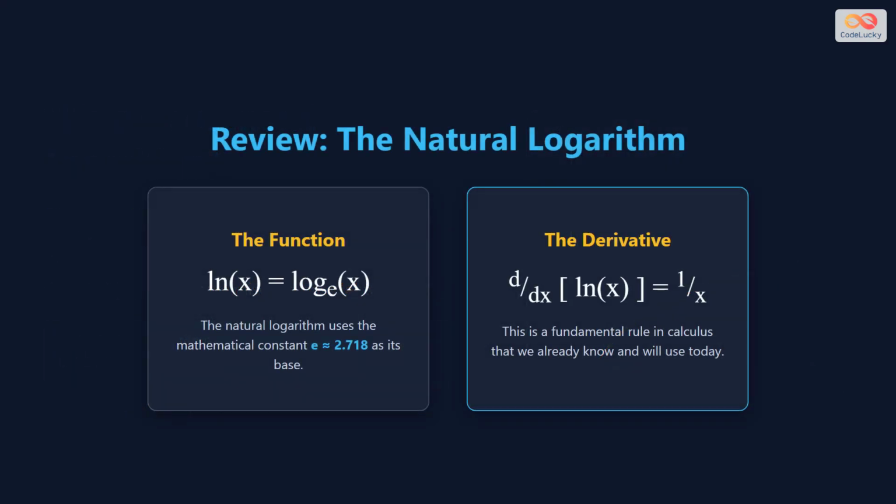Before we solve the new problem, let's briefly review the one logarithm derivative you should already know, the natural logarithm. The natural logarithm, written as ln of x, uses the special mathematical constant e as its base. The derivative of the natural log of x is simply 1 divided by x. This is a standard rule in calculus that we will rely on heavily today.